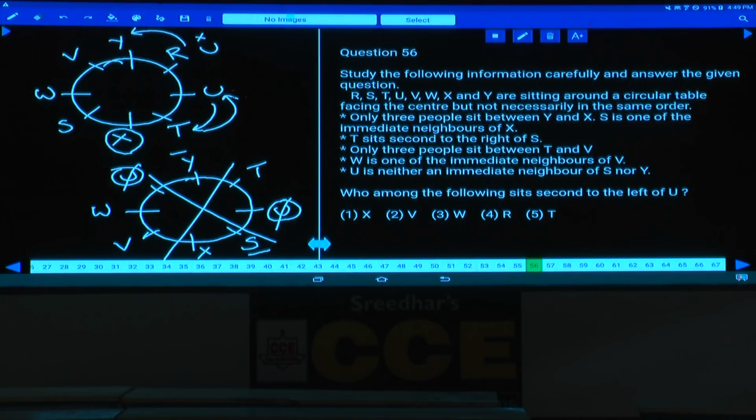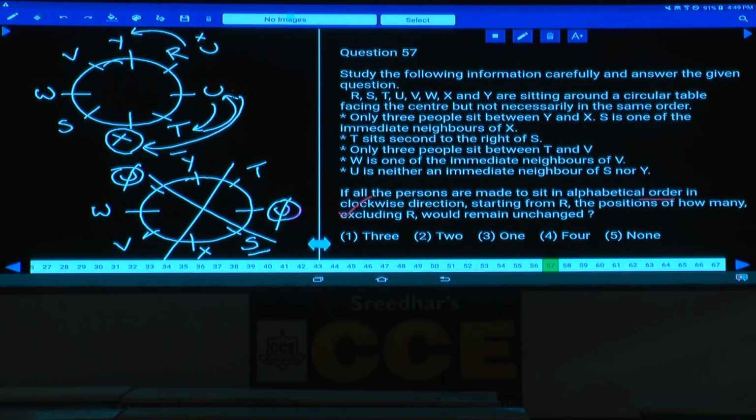56, who among the following sits second to the left of U? Seated second to the left of U, who is that person here? X, that is choice 1. 56, choice 1.